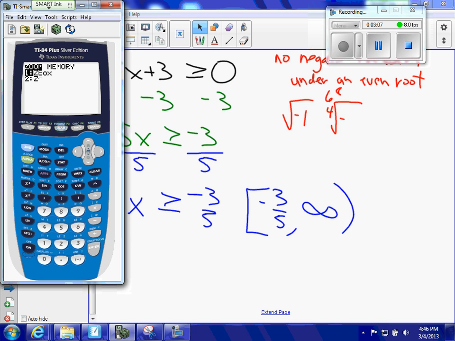Let's zoom in on it a little bit more. Let's see if I can do that. Zoom in. There you go. You can see that a little bit better. You can see that my graph here is starting, my first x value is about -3/5. So that's kind of proof of the domain on this problem.